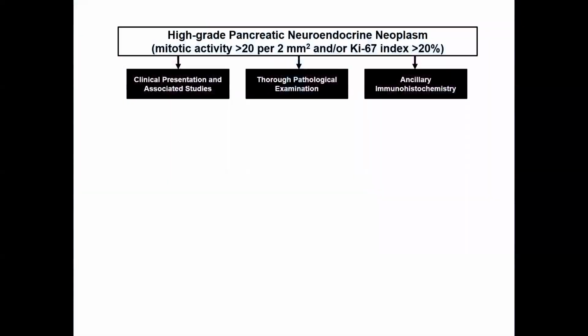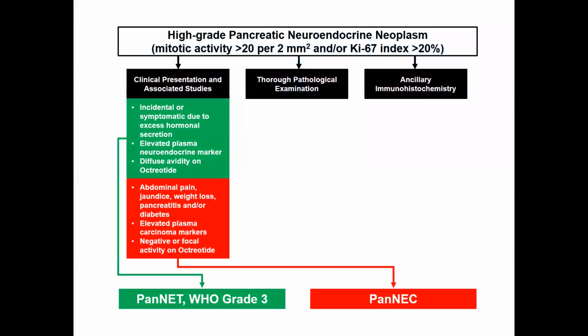But there are some helpful clues, as far as clinical information, pathologic findings, and ancillary studies, that can help delineate between these two entities. The clinical features that would favor a grade 3 well-differentiated neuroendocrine tumor would be an incidental presentation with elevated serum chromogranin A levels. In contrast, patients with a poorly differentiated neuroendocrine carcinoma often present with abdominal pain, jaundice, weight loss, pancreatitis, and or new onset diabetes. As far as serum studies, neuroendocrine carcinomas often are remarkable for an elevated serum CA19-9 or even CEA, again very similar to patients with pancreatic ductal adenocarcinoma.